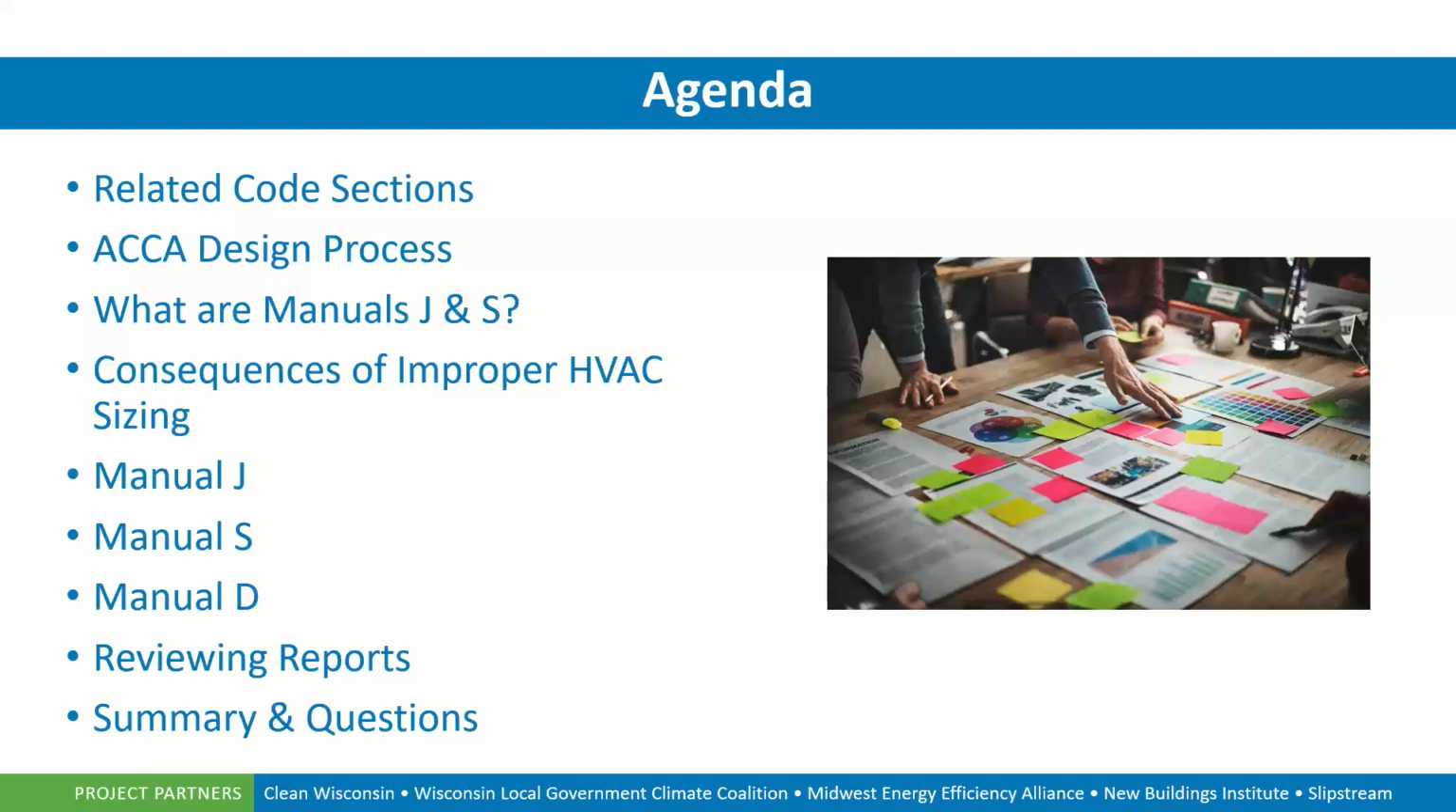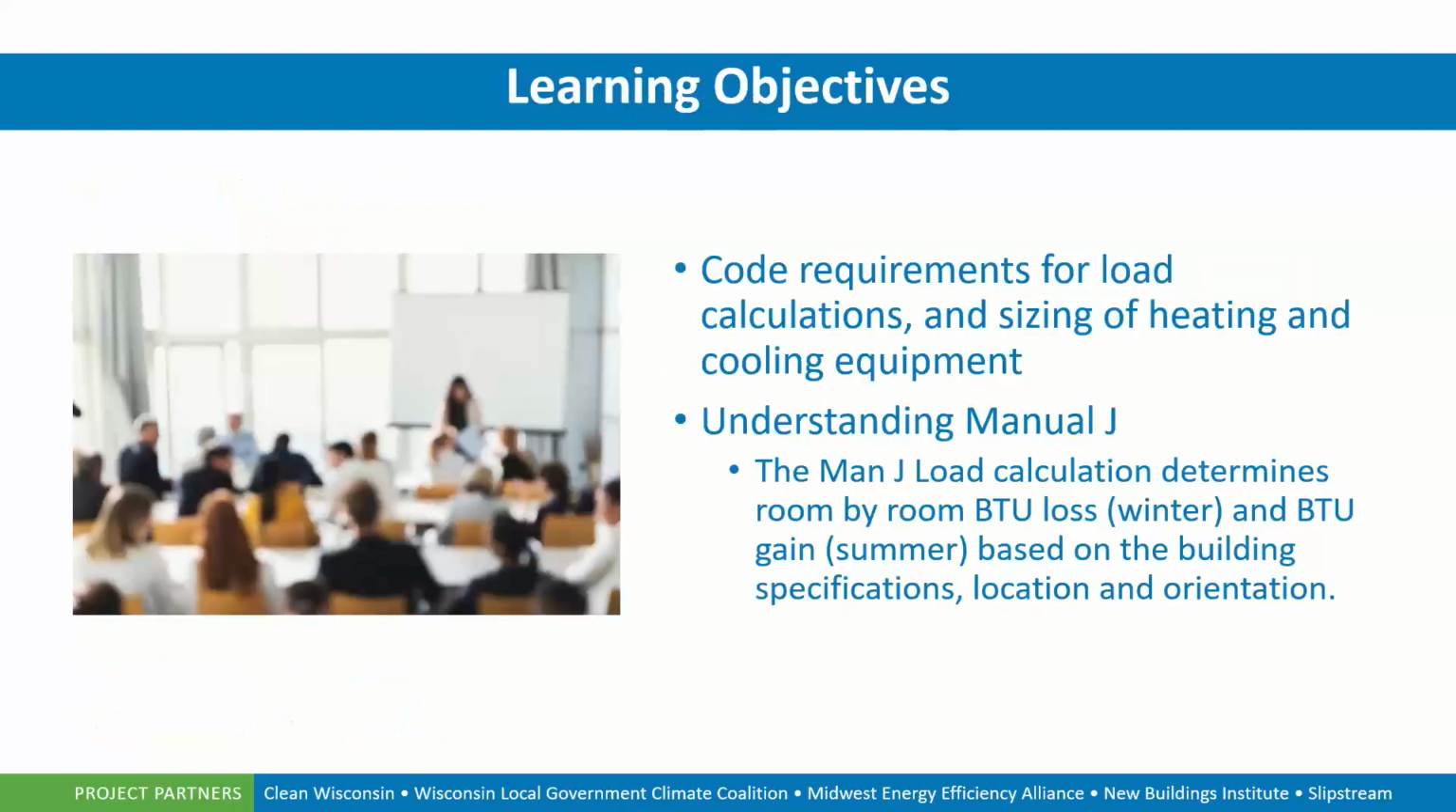And we'll look at how the reports, or review the reports, and what some of that key information we need to be looking at. And we'll have some time for questions at the end, hopefully. So we should be right around an hour and 15 minutes or so with this. So hopefully we'll have some time at the end to discuss. So hopefully at the end of this presentation, you will be more familiar with these requirements. Hopefully you're already familiar with these. The code requirements for load calculations and the sizing of heating and cooling equipment, and understanding Manual J.